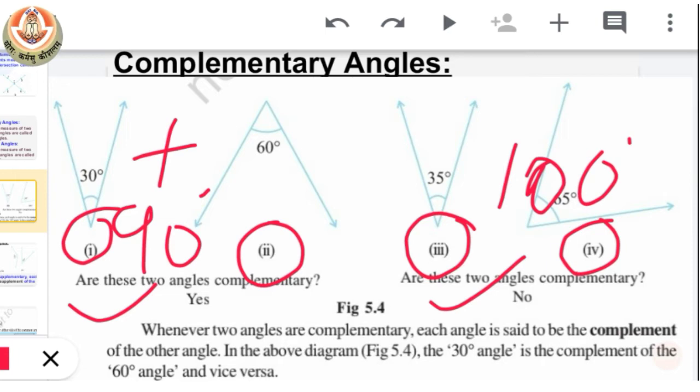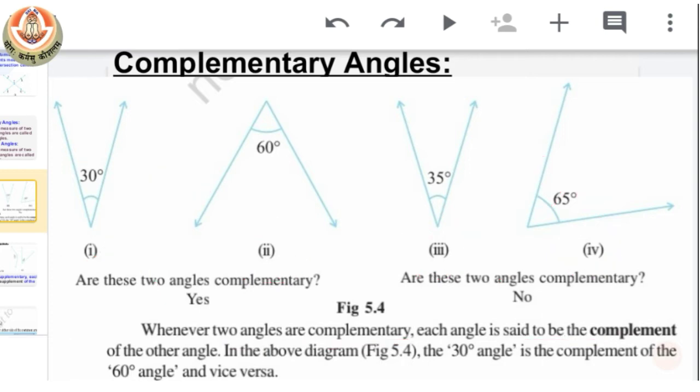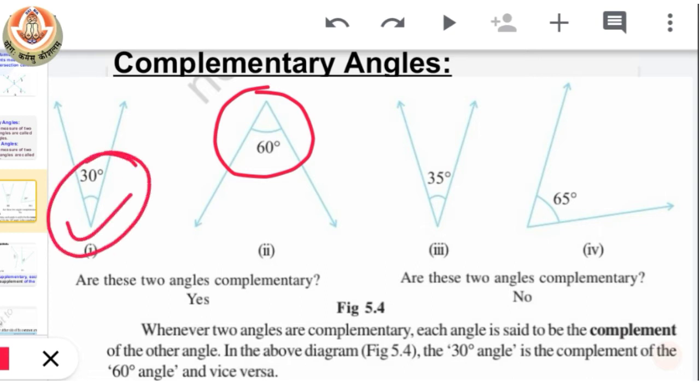Now let's focus on what is given below: whenever two angles are complementary, each of the angles is said to be the complement of the other angle. That means in this example, 60 degrees is the complement of 30 degrees and 30 degrees is the complement of 60 degrees. Okay. Similarly, it is again given below.